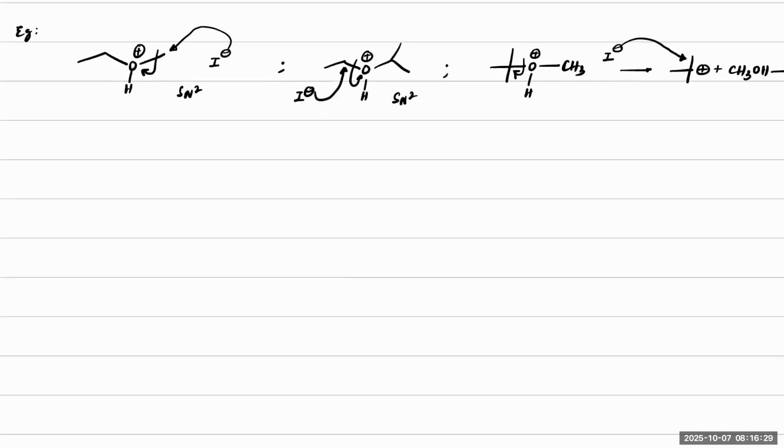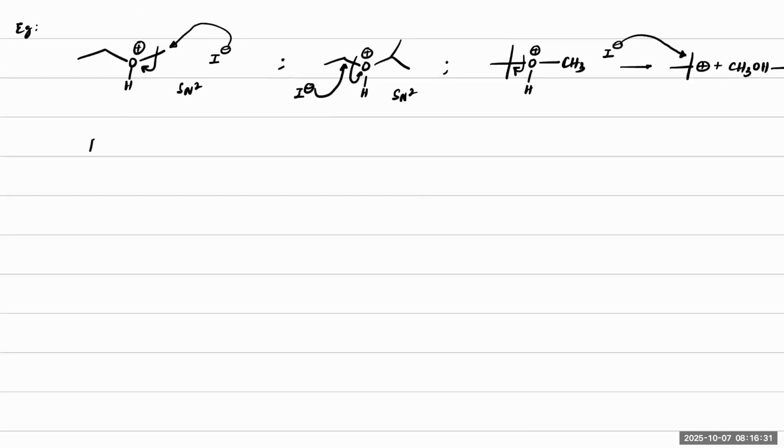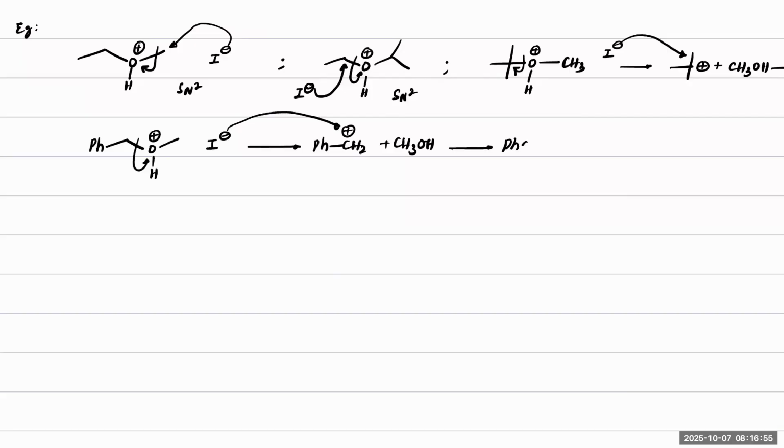In case you have a benzyl group like this, with I minus, in the benzyl position also, first protonation will take place here. Then the bond will break here first. So you'll get this as Ph CH2 plus and methanol. And thereafter only I minus can attack and we will get this as Ph CH2I plus CH3OH. Done. This is how it will take place.